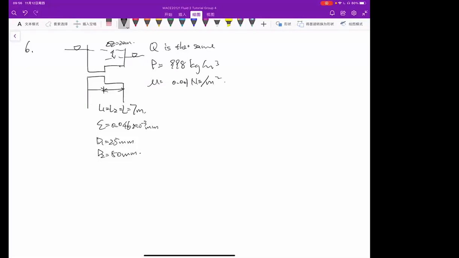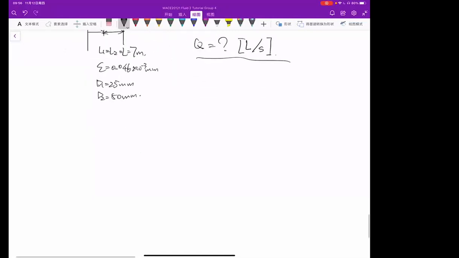Okay, so then it asks to calculate the volume flow rate. Remember, pay attention, it's asked in liter per second. So you always need to be cautious about the unit. So the scenario is quite easy. We have HF should be the same as delta Z, which is 20 meters.